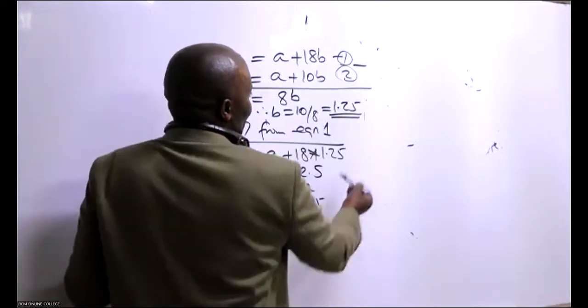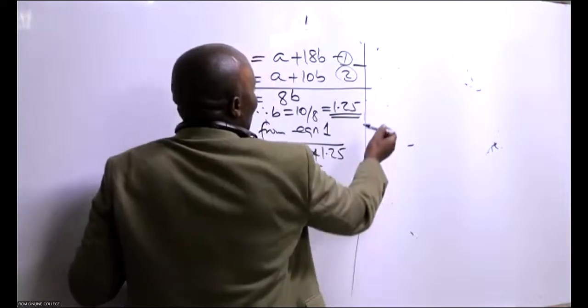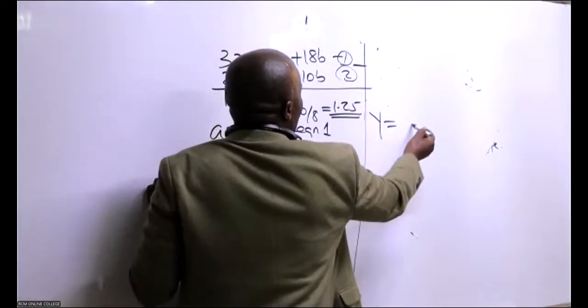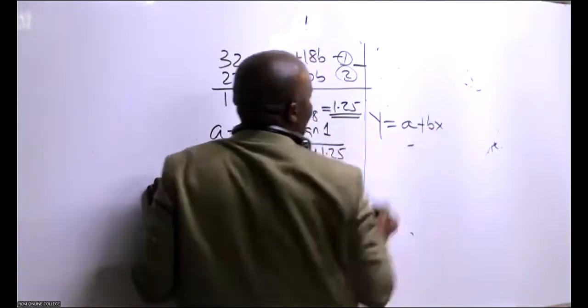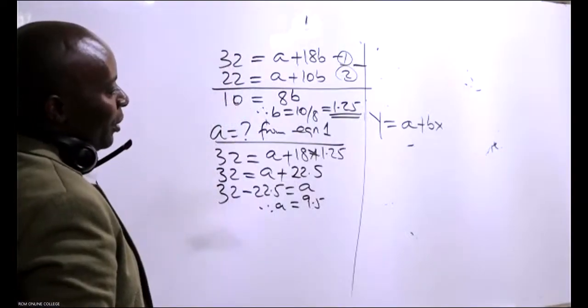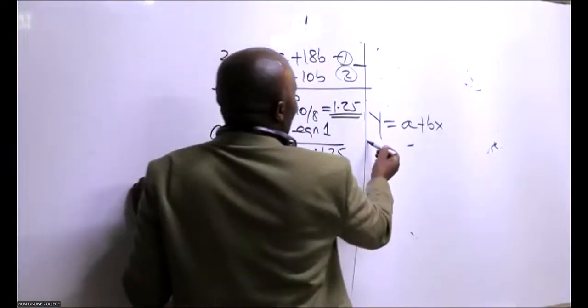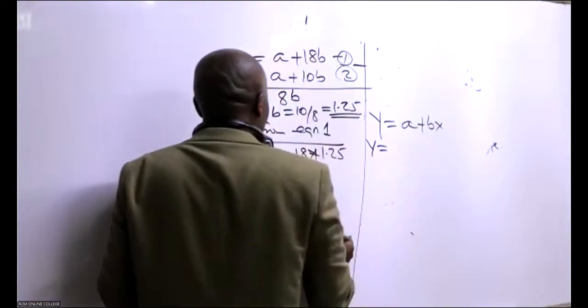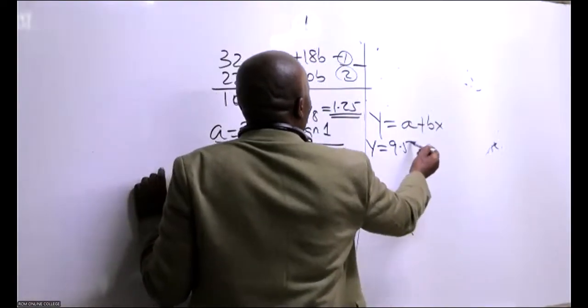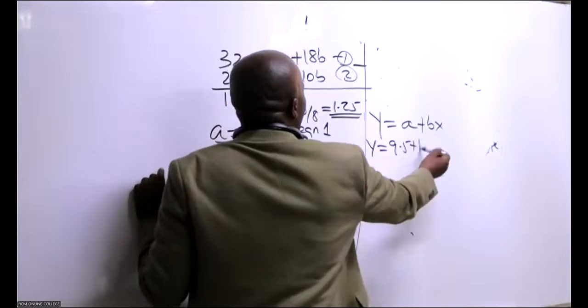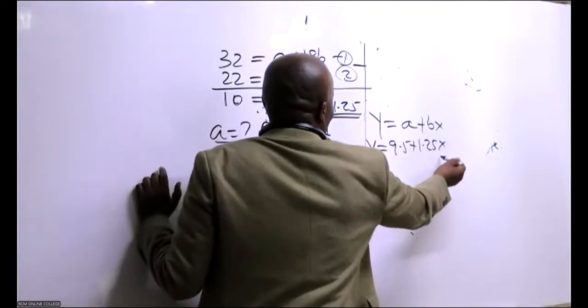9.5. So when you write your equations, don't forget our y was a plus what? Bx. So then our y will be equal to a, which is what here, somebody? Plus b, which is? Now let me ask you a question.